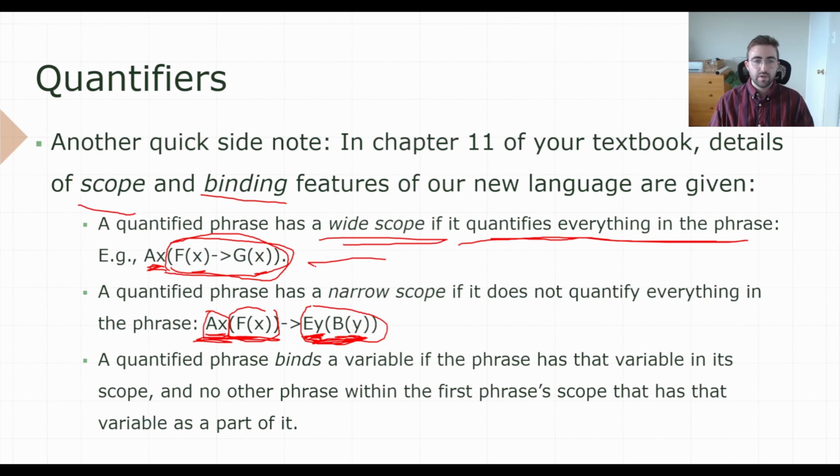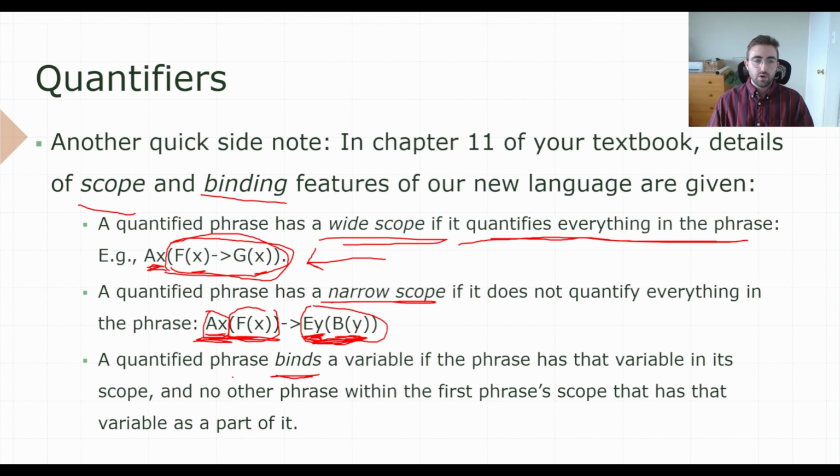Now, we're almost always going to be looking at sentences with wide scopes, where all the quantifiers are just at the front and they range over everything. But yeah, it's possible that you have a quantified phrase where quantifiers have narrow scopes. Okay. And then binding.